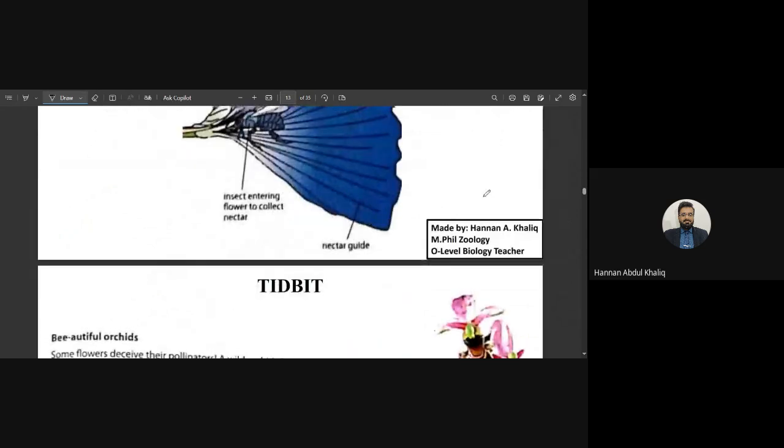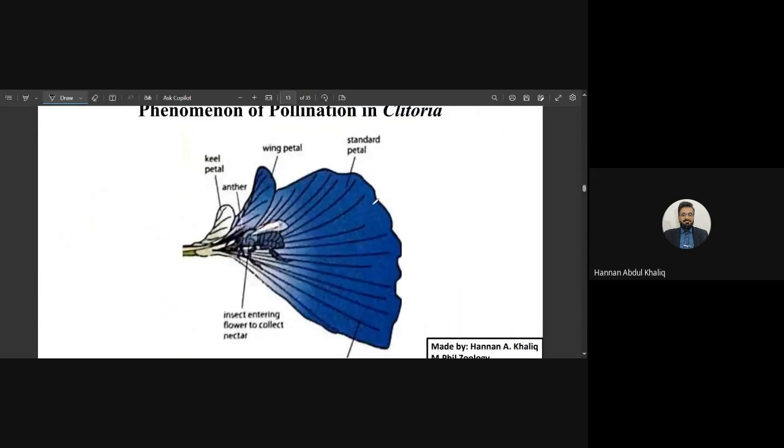This is how they are showing that the insect would enter. And always remember that this insect is moving around here to reach the nectary basically. All the insects are actually targeting the nectar. So the nectary is their final destination.